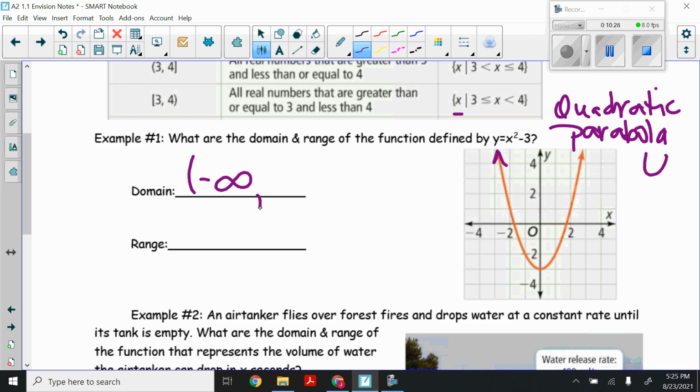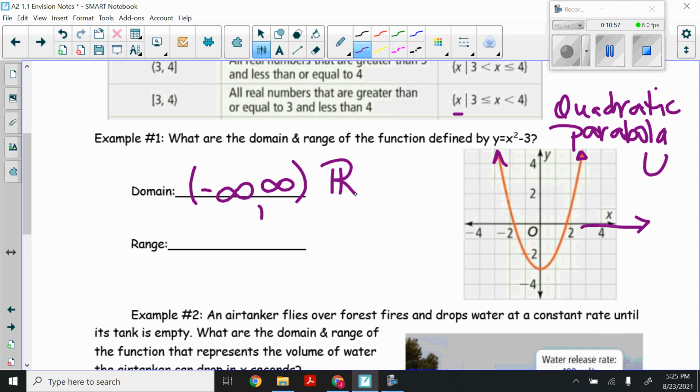Now I want the biggest x value that I can put into this function. Again, as I'm going left to right, I see an arrow, that means it's going on and on and on forever in this direction, so I can put in any positive number, so I can go to positive infinity. So in interval notation, that's negative infinity to positive infinity, also known as all real numbers. With all real numbers, I could also use this notation.